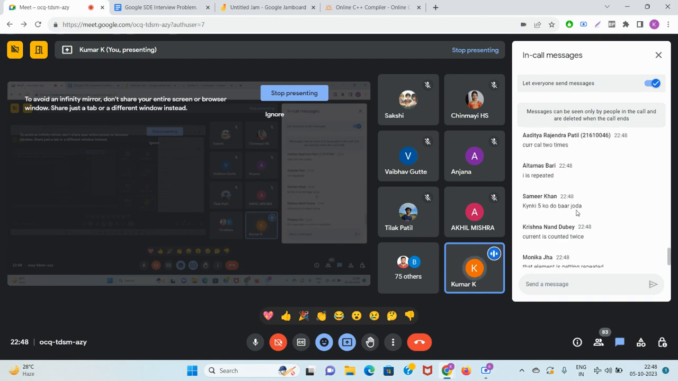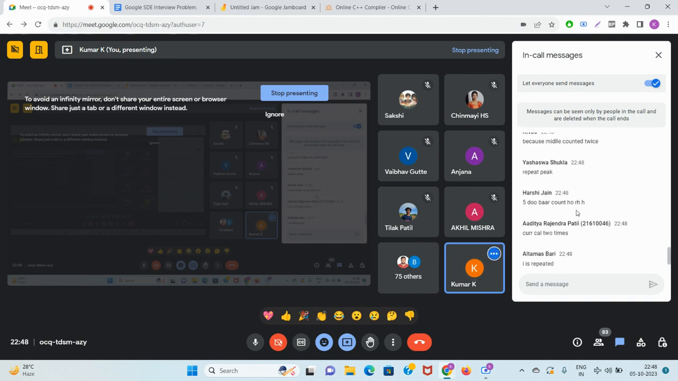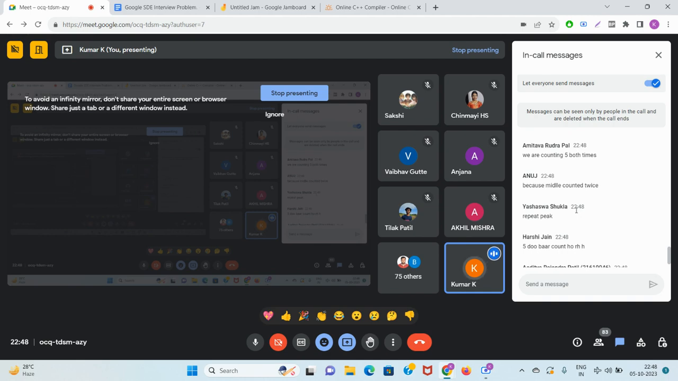Who gave that answer correctly? Sameer and Altamas, Aditya, Harshi, यशस्व.